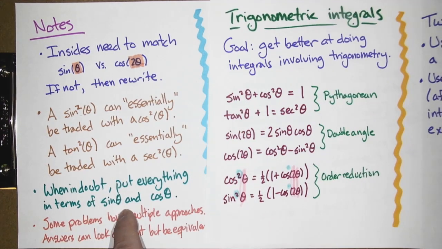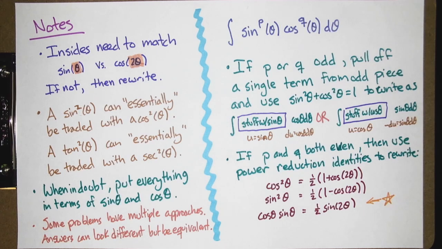When in doubt, put everything in terms of sine and cosine. So in particular, if you have something involving, say, sines and tangents or cosines and tangents, sort of this mixed bag, put everything in terms of sine and cosine and work with it from there.